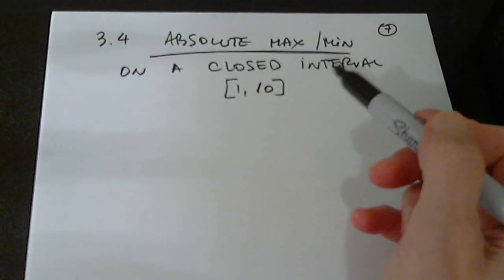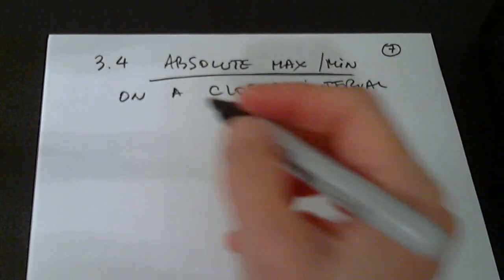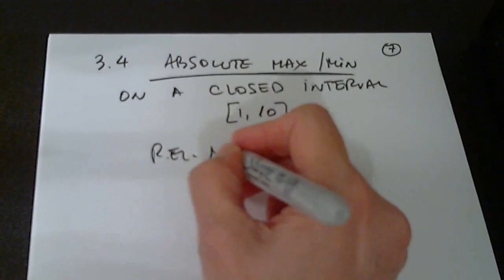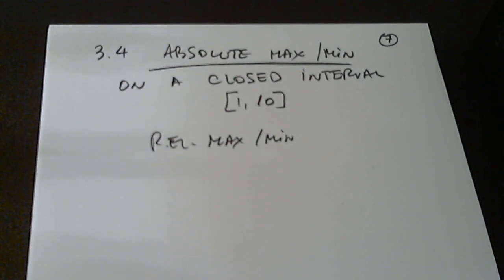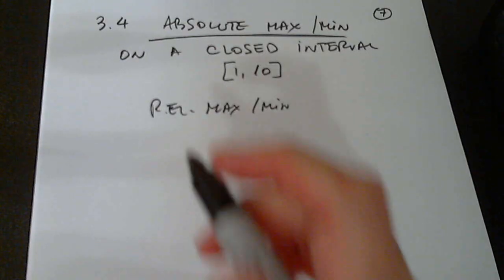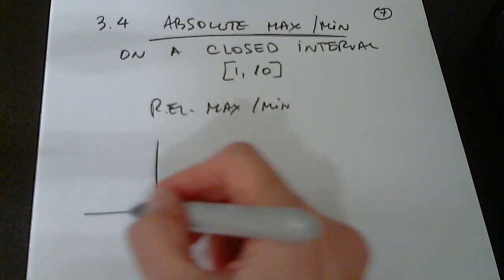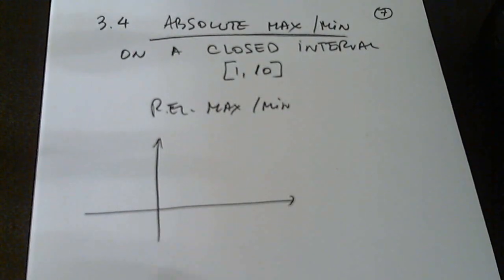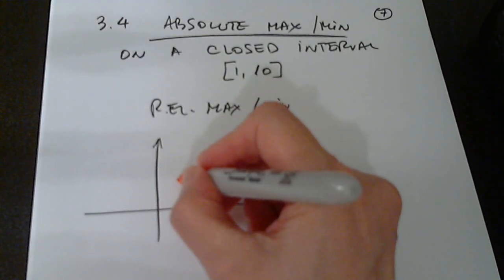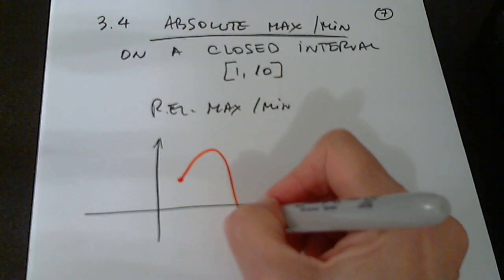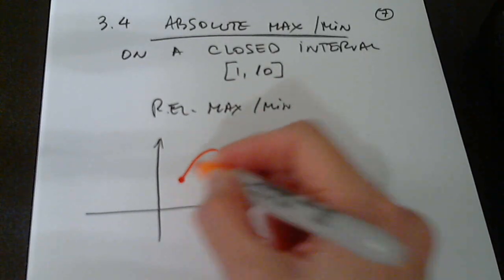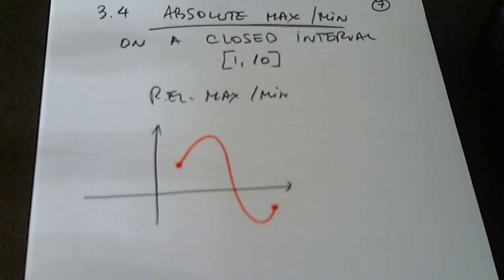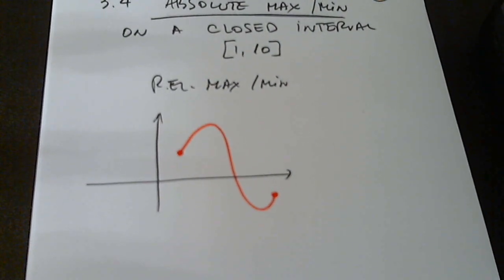We have never talked about absolute max. We talked about relative max and min, but not about an absolute max and min. Okay, so here's an example. So let's say I have this function. Notice that it starts here and it ends here. There is no arrow there.